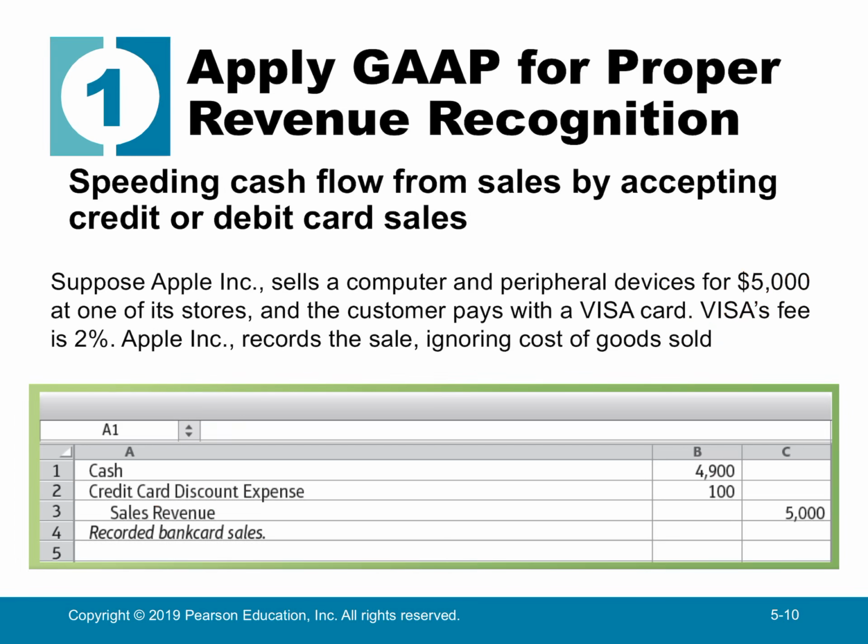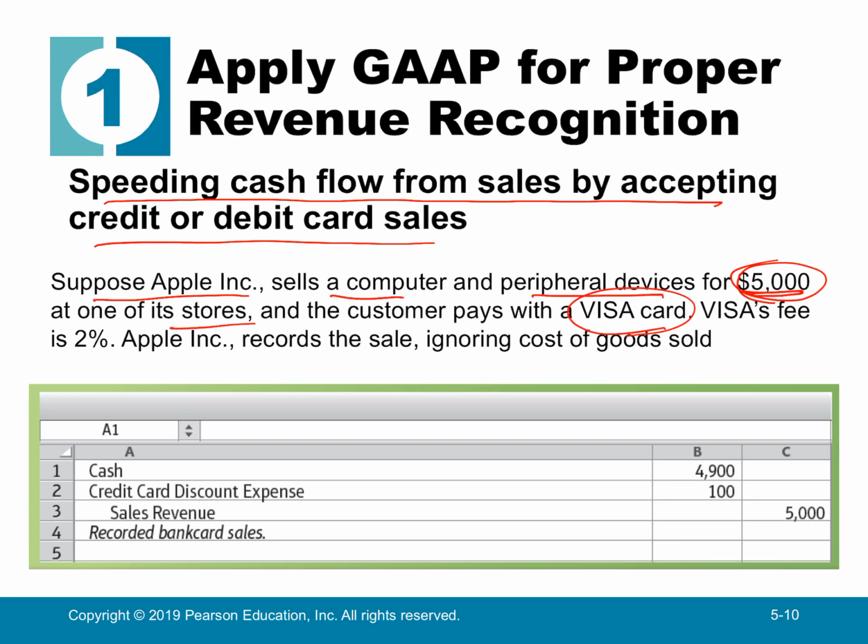So here's an example of speeding up cash flow by accepting credit or debit card sales. Suppose Apple sells a computer and some other peripheral stuff for $5,000 at one of its stores. So you walk into an Apple store and you buy $5,000 worth of stuff and you pay with your Visa card, right? Visa charges Apple a 2% fee. So how does this look? We're going to ignore cost of goods. So we're just going to do the one journal entry. So how does this look for Apple for doing its accounting?